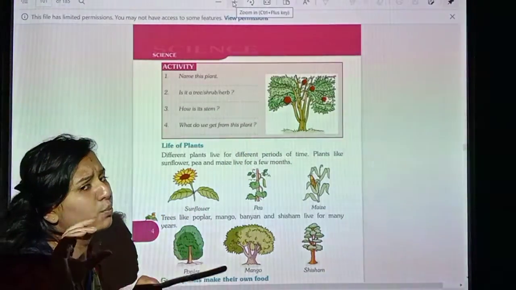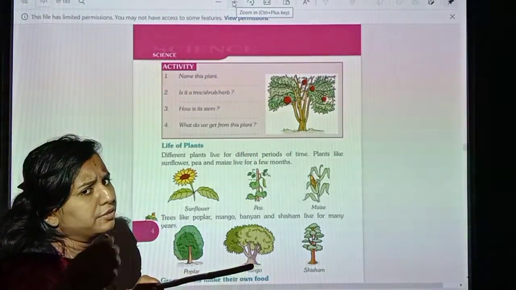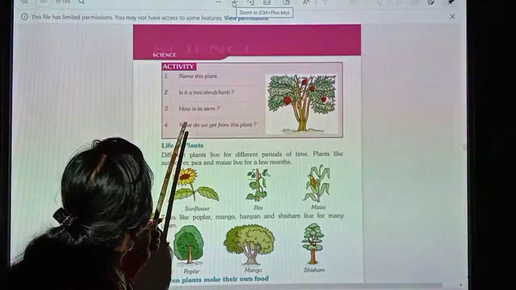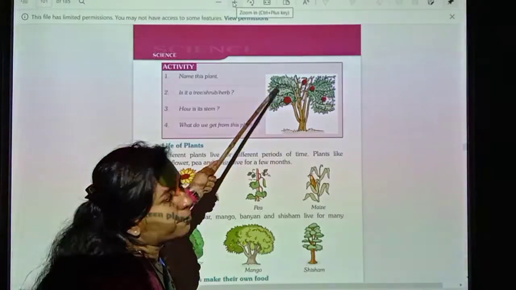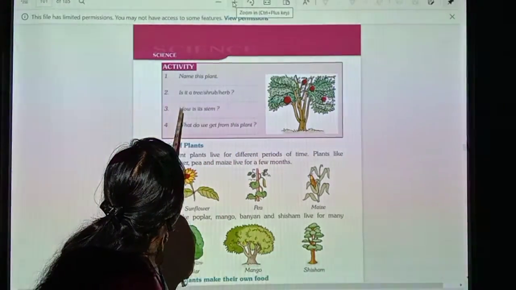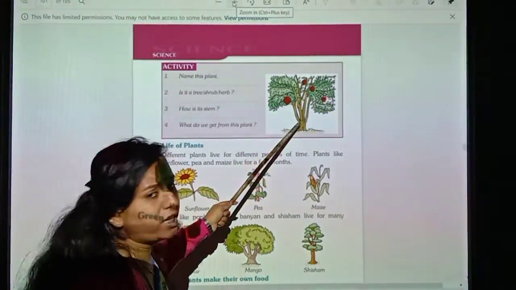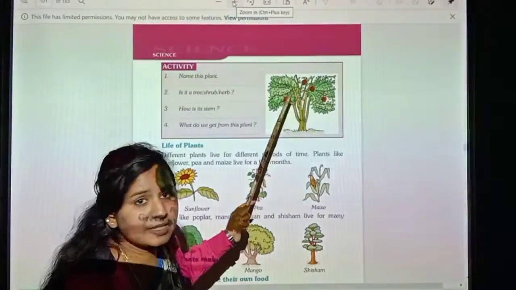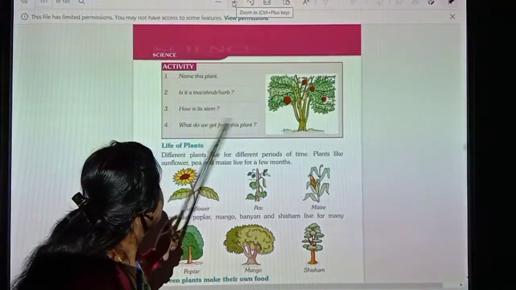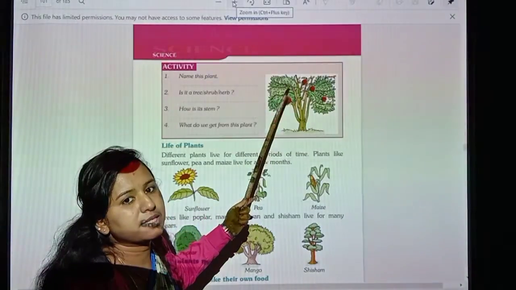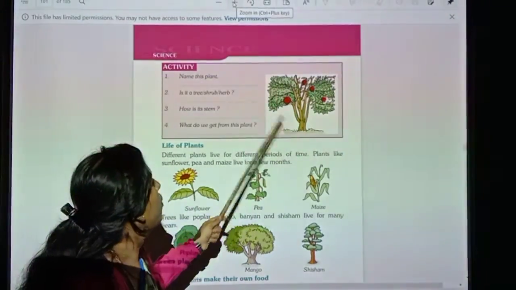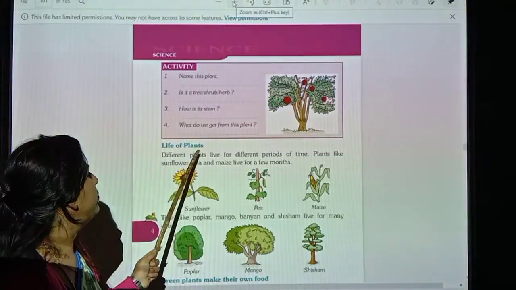Herbs are very small and soft. Okay. And it looks like a shrub only. See, it's bushy, no? Maybe it's a shrub. How does it stand? It's woody. It's brown color, isn't it? It's hard also. What do we get from this plant? You can see here some berries, isn't it?